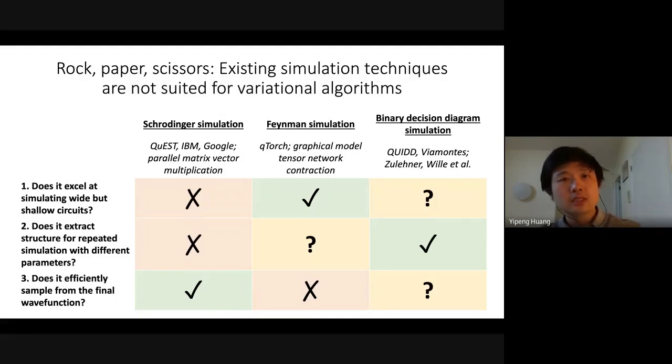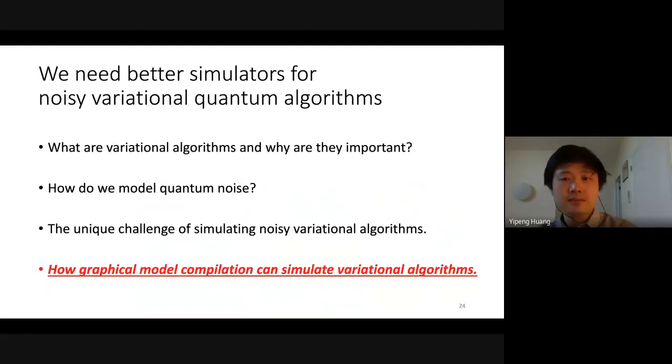Okay, good questions. So the next part, I'm going to go into a little bit more depth. I'm going to talk about work that I have done specifically in a recent paper that we worked on. The topic is that we're going to leverage these things called probabilistic graphical models that come from classical artificial intelligence. We're going to change the semantics of the graphical model so that we can use them to simulate the variational algorithms that we're interested in. Okay.